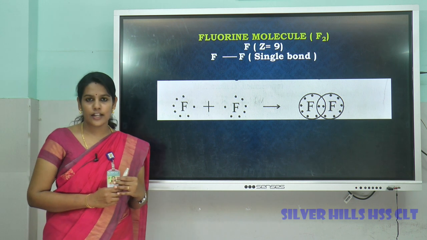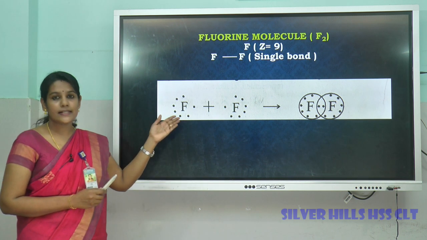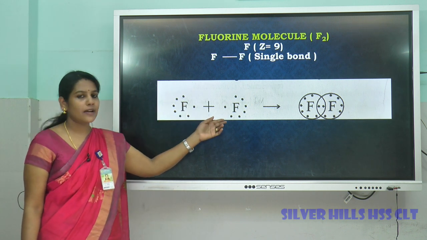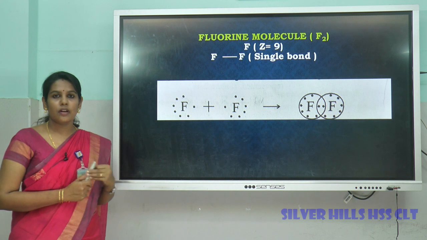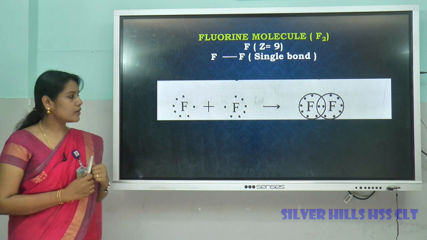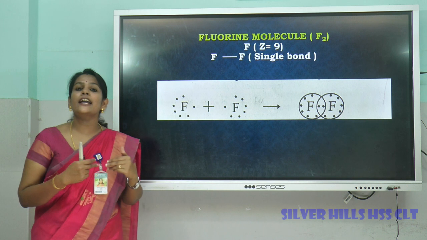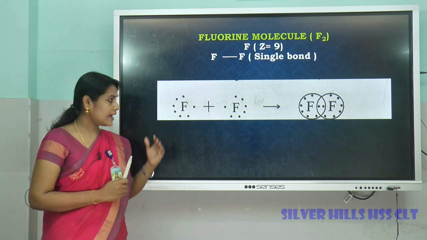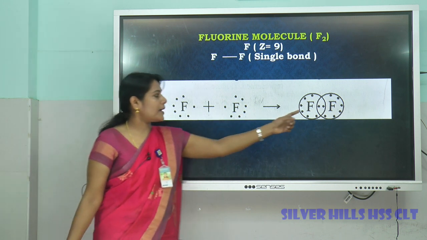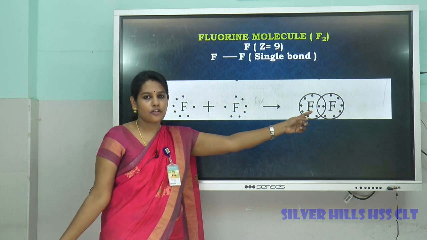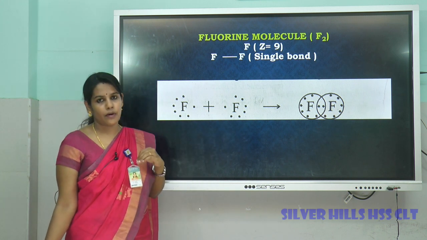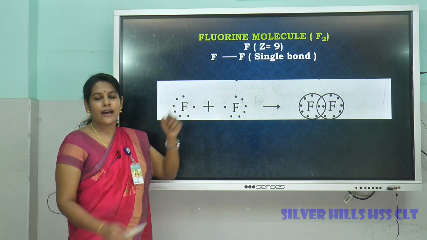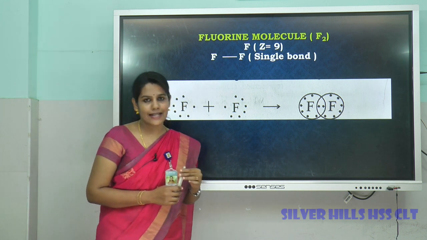So the electronic configuration for fluorine is 2, 7. You can see 7 electrons in the outermost shell of fluorine. We have 2 fluorine atoms here. By gaining 1 more electron, both of them will attain stability. So the 2 fluorine atoms will share a pair of electrons, and they form a single covalent bond. You can see a pair of electrons in the middle. They share a pair of electrons, form a single covalent bond, and thereby attain stability. So this is how we represent a single covalent bond: a small line in between 2 fluorine atoms.